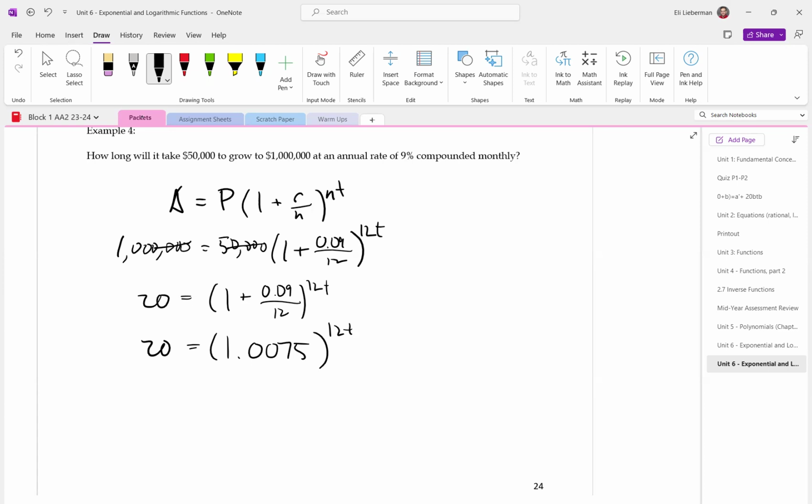You want to take the ln of both sides? The log of both sides? Do you want to just change it into logarithm base 1.0075? You could do whatever you want. I'm going to do just the ln of both sides because ln is shorter than log. So ln of 20 is equal to 12t ln of 1.0075. I hope that's comfortable.